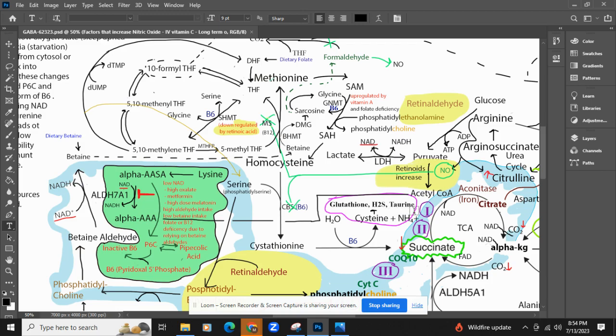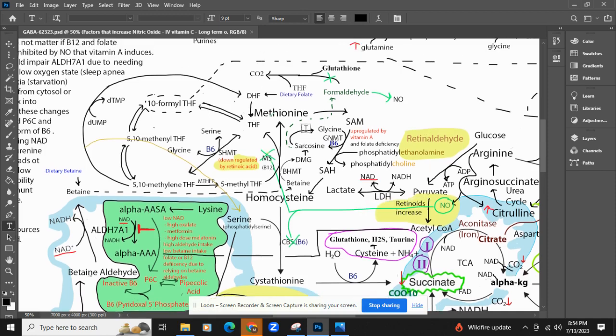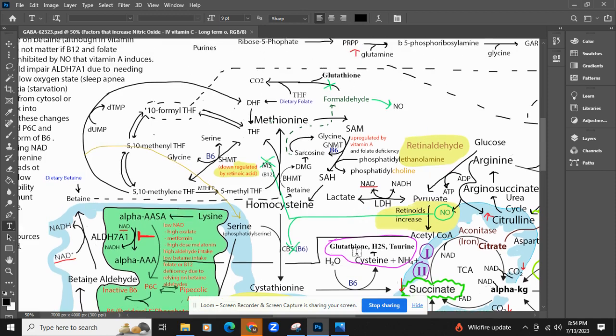And then taurine. Taurine's super good at buffering retinal aldehyde and other aldehydes. And so that's important in this pathway. You want to be able to make that because whenever you have a large amount of sarcosine building up, and your body doesn't have the glutathione that's down here being made with B6, and your body doesn't have tetrahydrofolate, it can't detoxify the formaldehyde, and the formaldehyde contributes to the production of more nitric oxide.